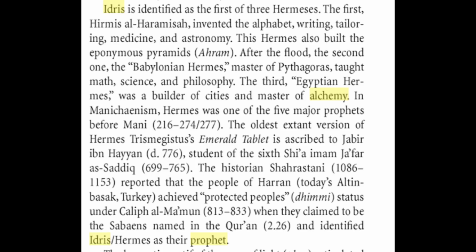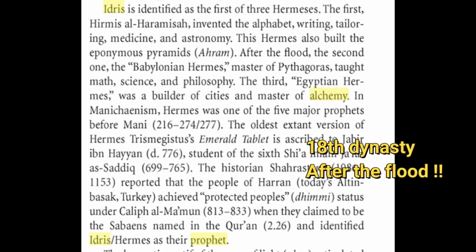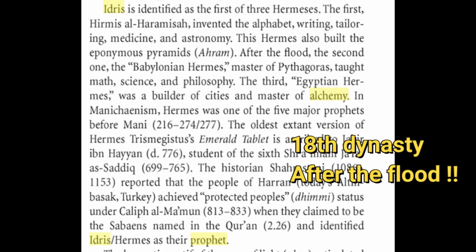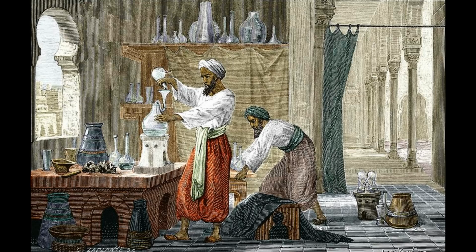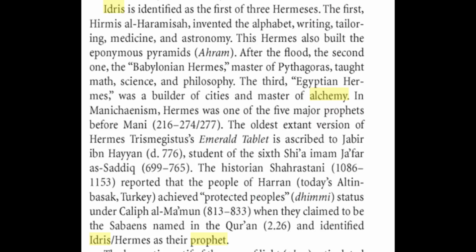This Hermes also built the eponymous pyramids, right? Just like they give the credit to Thoth and Enoch and other sources. And it says, the second one, the Babylonian Hermes, master of Pythagoras, taught math, science, and philosophy. Again, Hermes and Thoth, same thing. The third, Egyptian Hermes, was a builder of cities and master of alchemy. In Manichaeism, Hermes was one of the 5 major prophets before Mani.